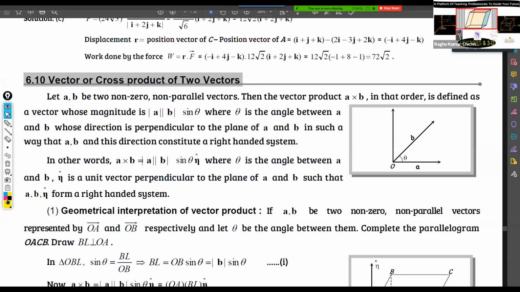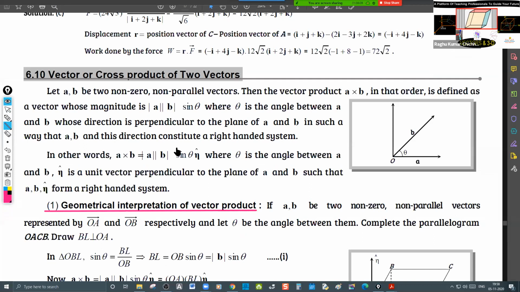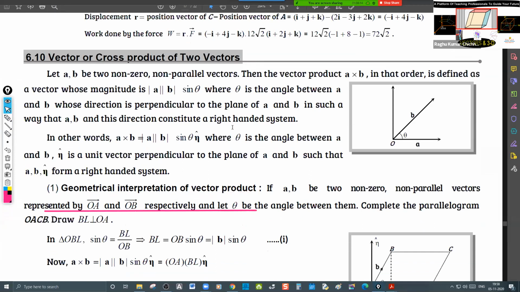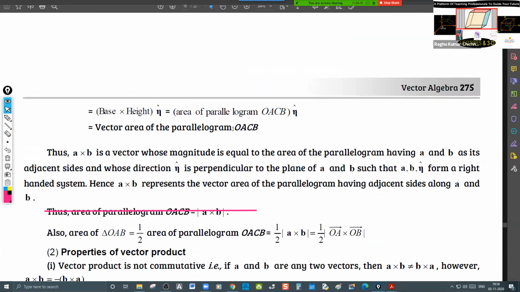That's what I explained already. Geometrical interpretation of a vector product means its modulus is nothing but the vector area of the parallelogram. Just see that. Vector area of the parallelogram OACB. That is nothing but the geometrical meaning of it.